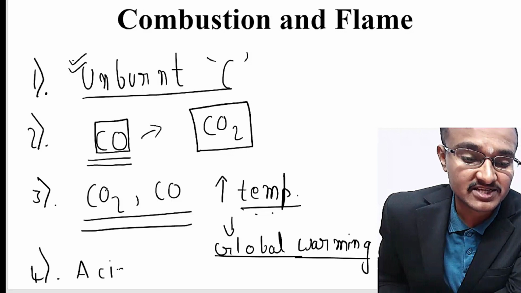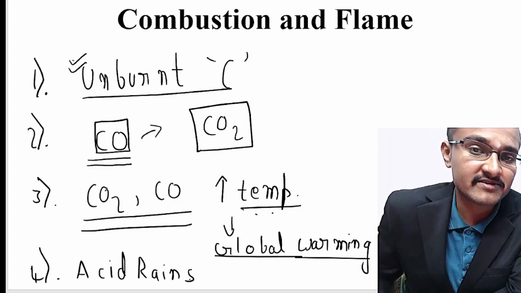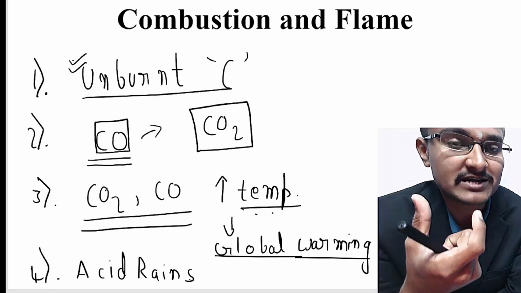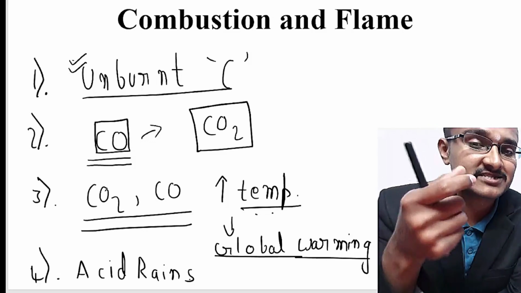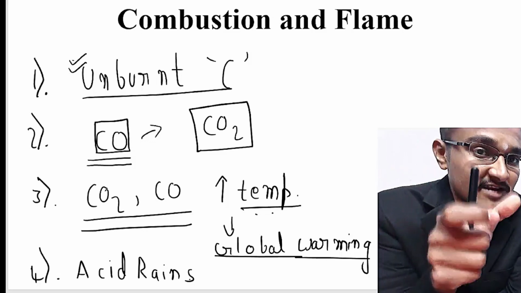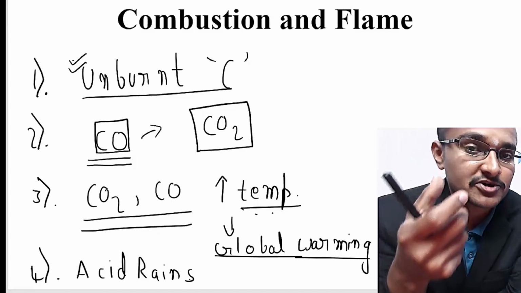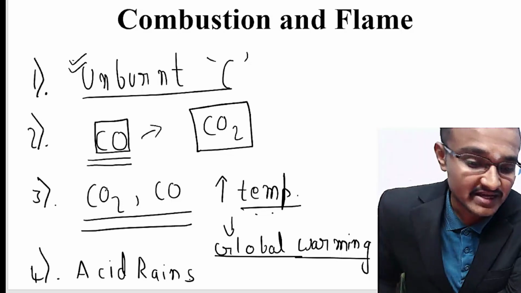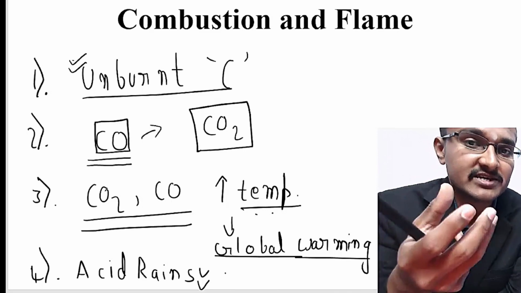Coming to the fourth disadvantage, we get a lot of acid rain. Sulfur dioxide is released into the atmosphere when coal and diesel are burnt. The oxides of sulfur and the oxides of nitrogen released into the atmosphere combine with the water molecules present in the clouds, and then when the rain comes to the earth, it comes in the form of acid rain, which is not a good sign for living beings on this planet Earth.